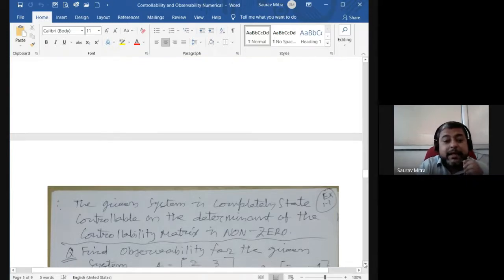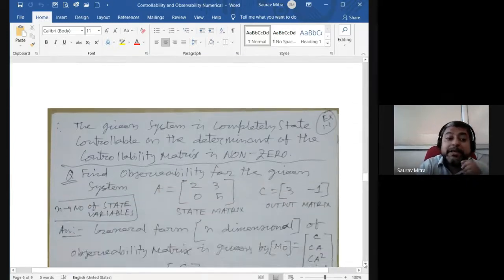That is, the given system is completely state controllable because the determinant of controllability matrix MC is non-zero. As the determinant is non-zero, that means it is not singular. That means it's a full rank controllability matrix. As it is a full rank controllability matrix, that means all the states are completely controllable by the external input. So this statement of 3-4 lines you have to write at the end. So this is the procedure.